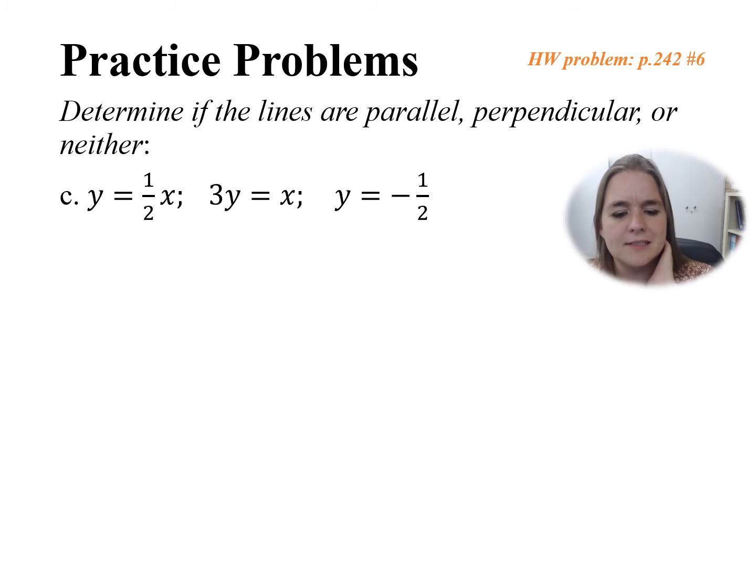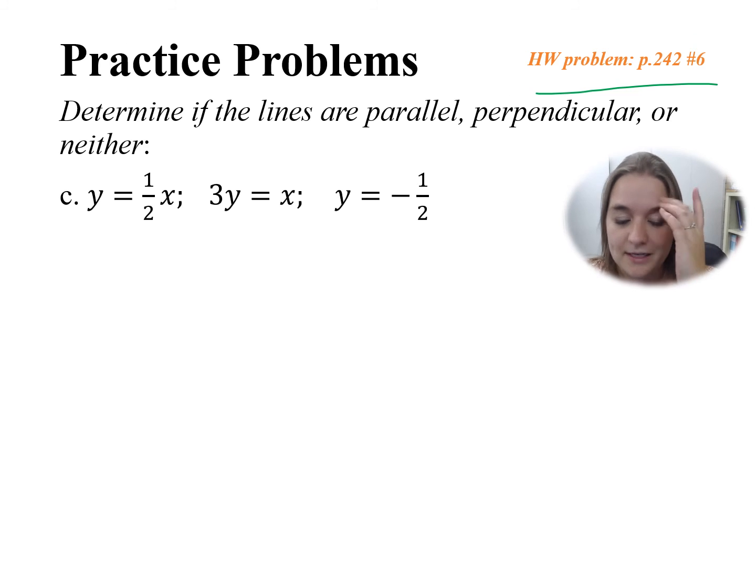Well, now let's look at this situation here, and this is a homework problem. This is from page 242, number 6. I want to determine if the lines given are parallel, perpendicular, or neither. When I'm trying to evaluate this, I want all of them to be in slope-intercept form. We're going to write them as best we can into slope-intercept, the y equals mx plus b form.